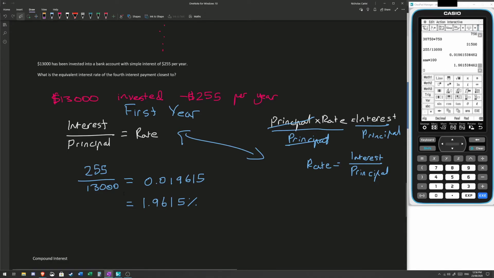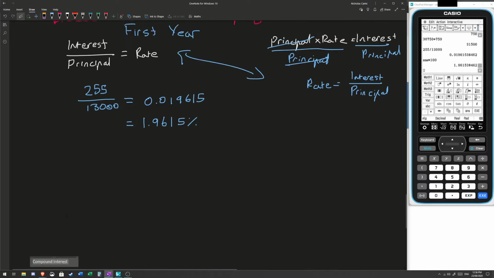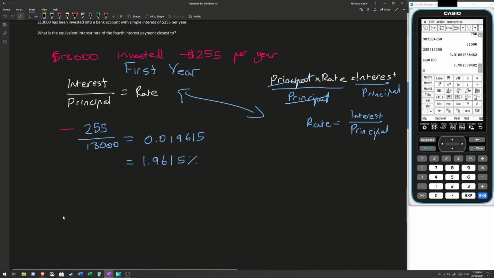What's going to change in the fourth year? Is the interest going to change? No. The interest is going to stay the exact same because it's simple interest. But is our principal going to change in the fourth year? What's our balance in the fourth year? So we have to go $255 again, because that's what we're earning in interest. But how much money will be in the account? We have to go $255 times 3. Because that's how much money we've earned up to the fourth year, okay?